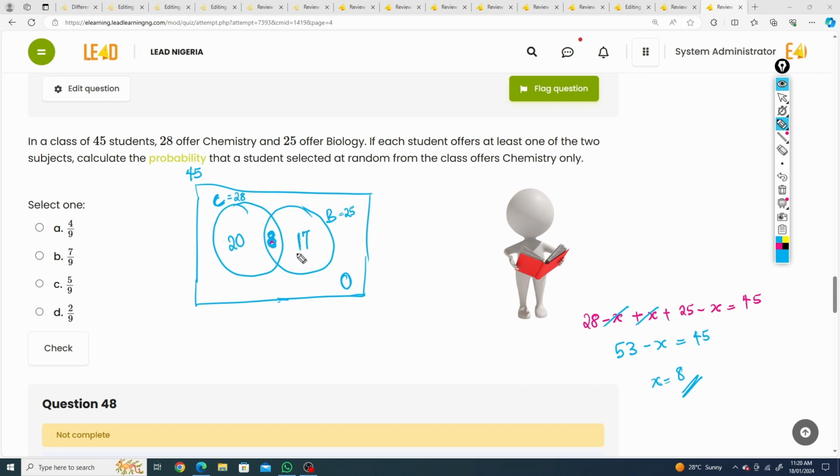So the question asks for the probability that a student selected at random from the class offers chemistry only. That would be 20 out of 45, because chemistry only is 20, which is 4 out of 9. All right, so that's option A.